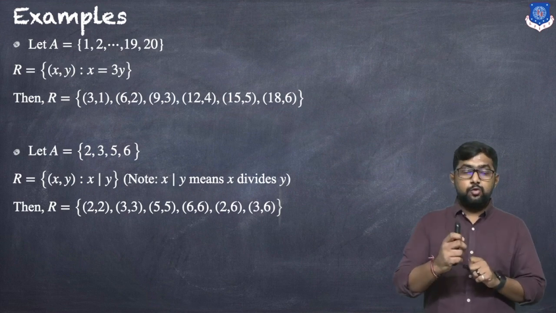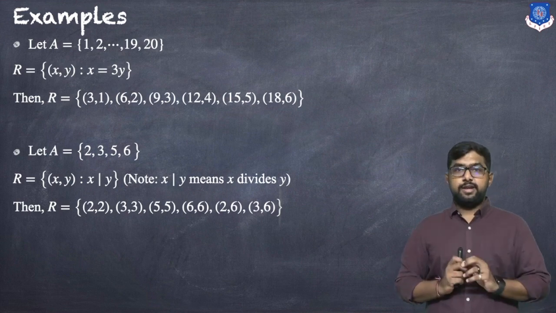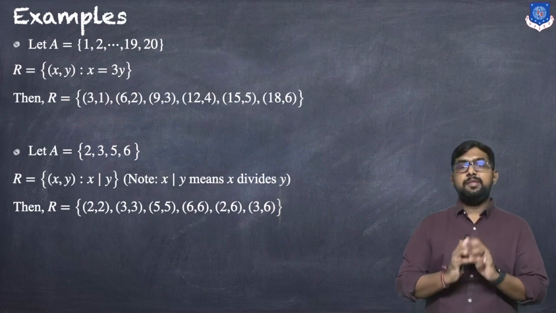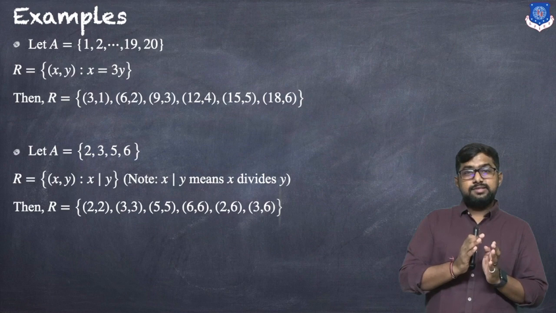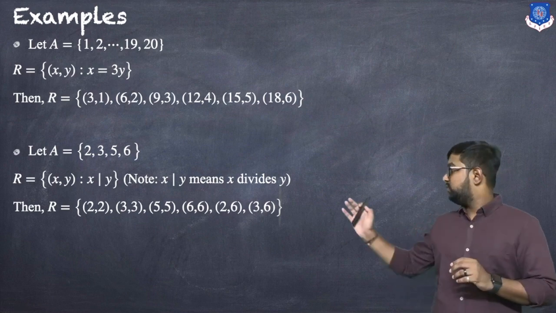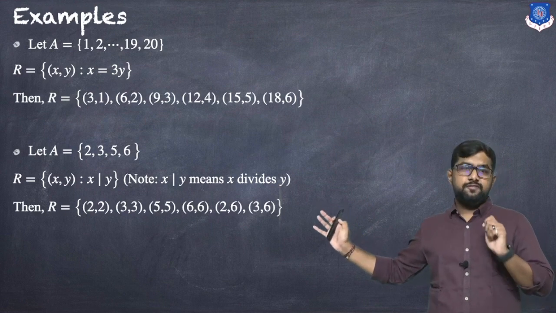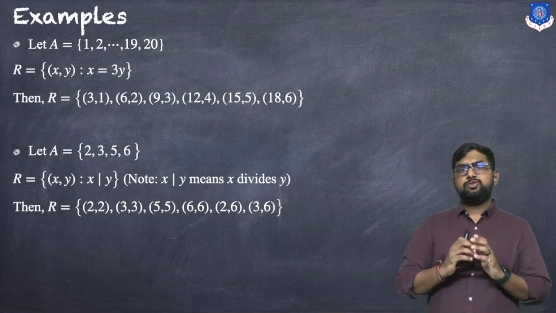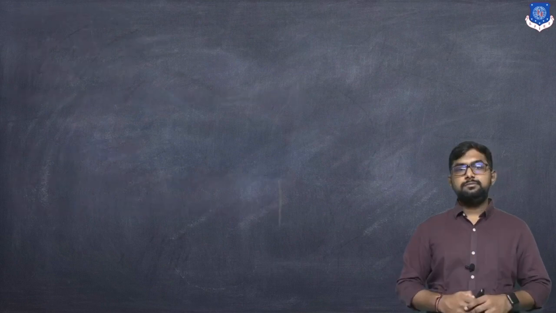Now let us go to 3. 3 does not divide 5, so the (3,5) pair won't be there. Now 3 divides 6, so (3,6) will be there. In the same manner, 5 does not divide 6, so the (5,6) pair won't be there. So the relation has (2,2), (3,3), (5,5), (6,6), (2,6) and (3,6). These many entries will be there. So this is how you can find the relation.